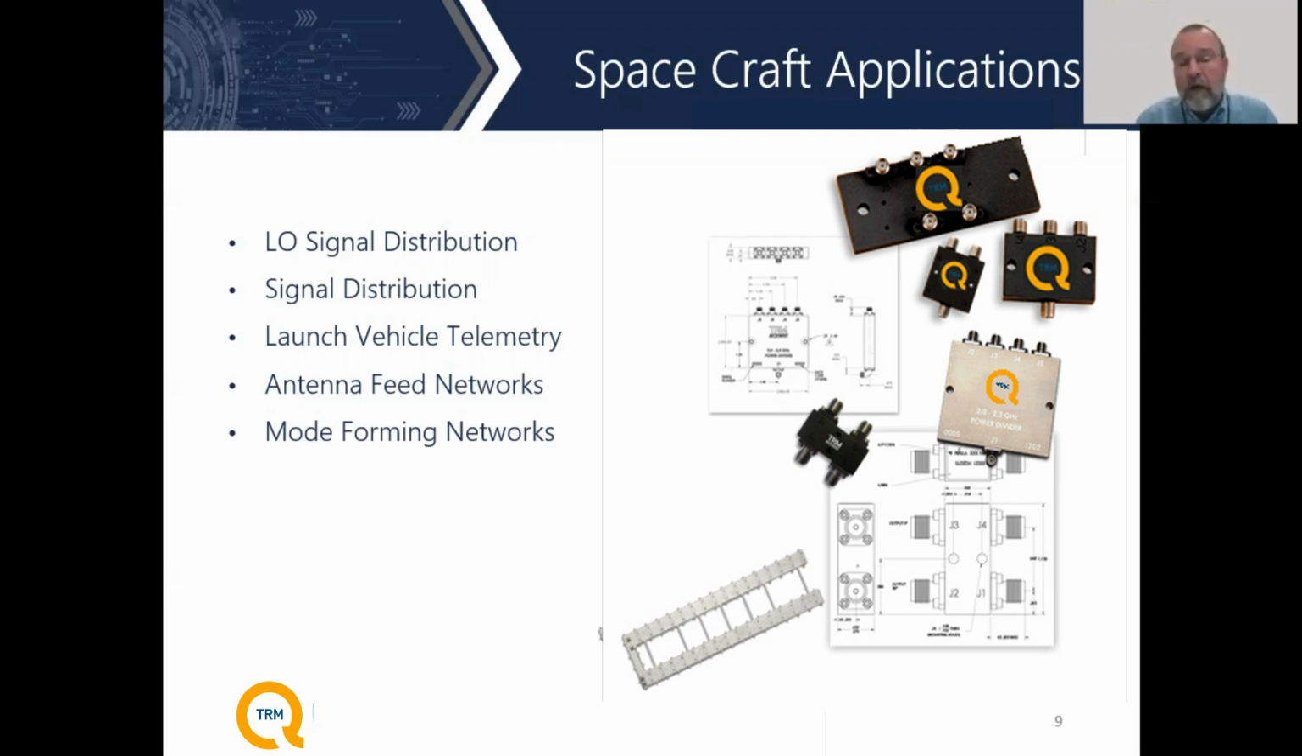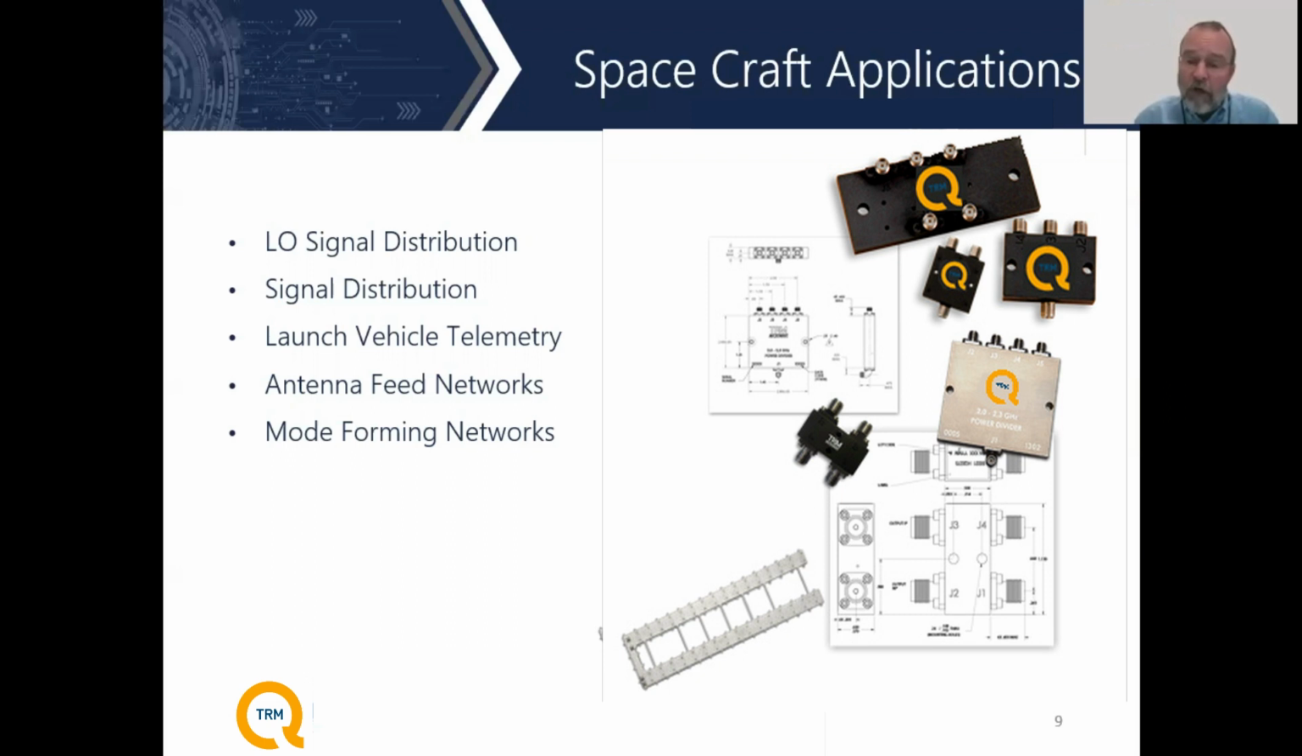The long skinny unit down in the middle of the page is quite large. It was 14 by 27 inches long. That one had 2 inputs and 32 outputs, for 2 master oscillators, one at S band, one at X band, going out to 32 individual up and down converters. So some very large frequency conversion going on there.